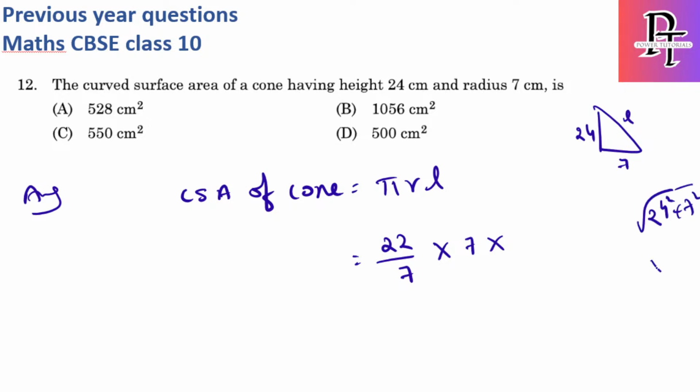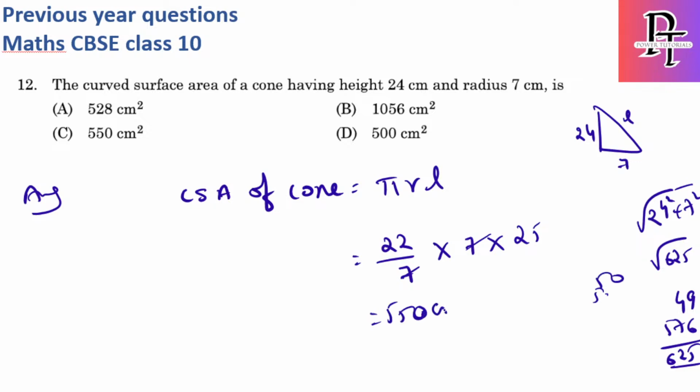So I directly remember it is root of 625, which is 25. If you want to, you can do it consequently also. 49 plus 24 square, which is 576. If you add these two, I will get 625. Okay, 7 gets cancelled out. So it will be 22 into 25, which is 550. 550 centimeter square.